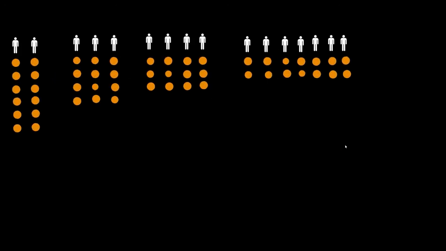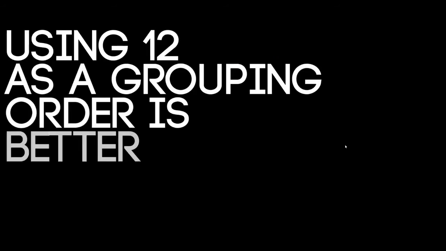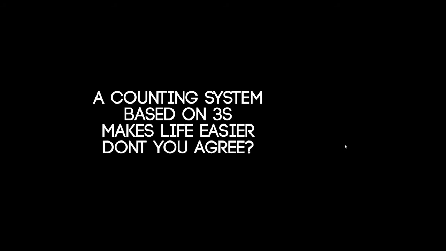Now let's say you had 12 oranges. If you wanted to divide them up amongst kids evenly, you could have 2, 3, 4, or 6 kids, and everything would be fine. Using 12 as a grouping order is better, and this system is called the dozenal system. It makes everyday maths easier and makes arithmetic a more enjoyable learning experience. 12 and 3 are best friends. The decimal system and the world we live in are not. Start counting in 12s. A counting system based on 3s makes life easier. Don't you agree?